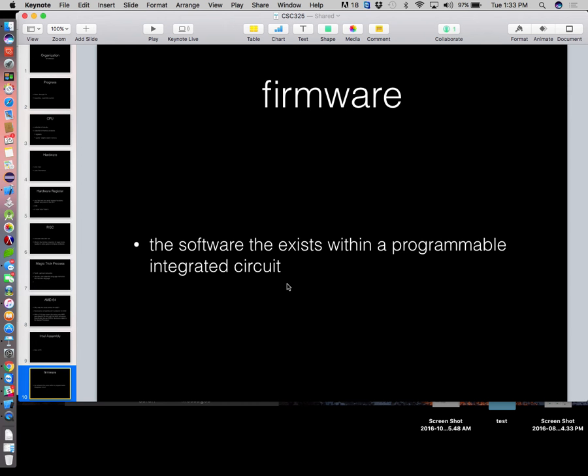But the trade-off will be performance, right? If we had everything as hard-soldered hardware, we're going to get our maximum performance, assuming it's an efficiently created circuit, but you then lose flexibility. So there's a trade-off in there.